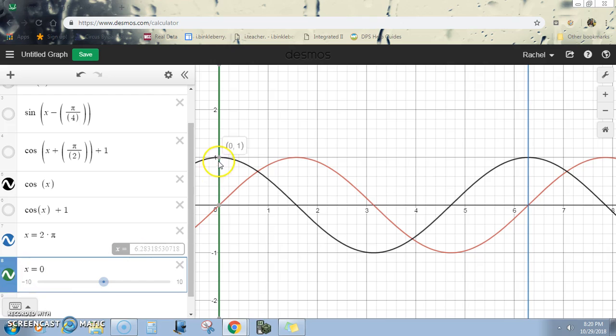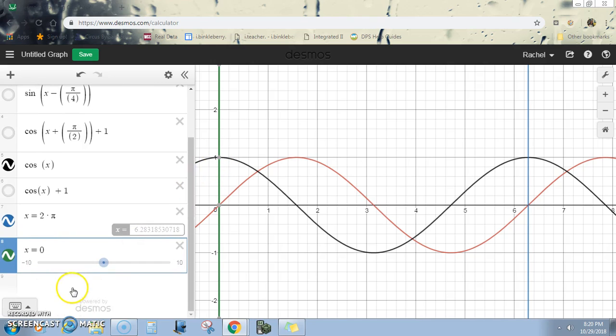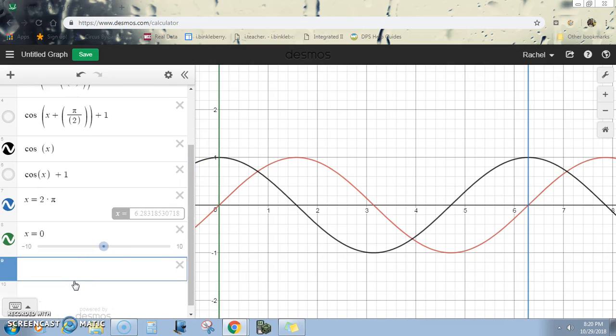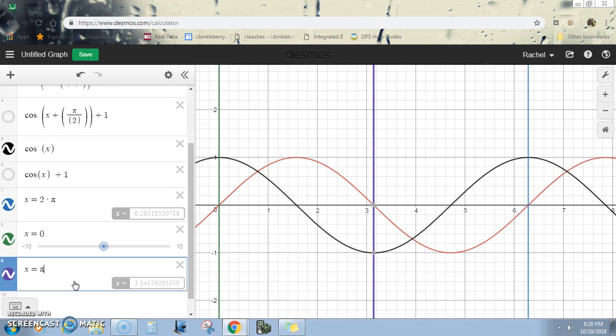Halfway through the circle would be pi, right? Pi is half of a circle. So if we say x is equal to pi, that's going to be halfway through. So that's cool. That's one entire period from 0 to 2 pi. The blue line is 2 pi.